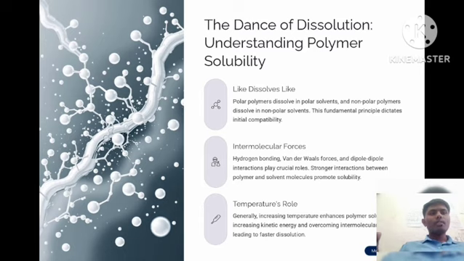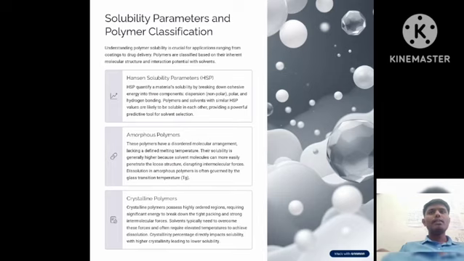The third one is temperature. Generally, temperature gives the most impactful effect, because if we increase the temperature, solubility increases, which helps faster dissolution. The next one is solubility parameters and polymer classifications. There are 3 to 4 polymer classifications. The first one is Hansen solubility parameters, which is also known as HSP.